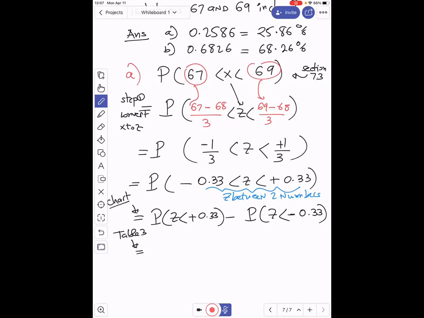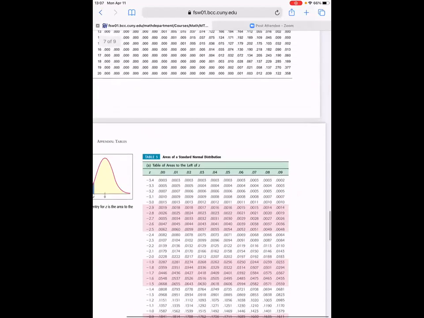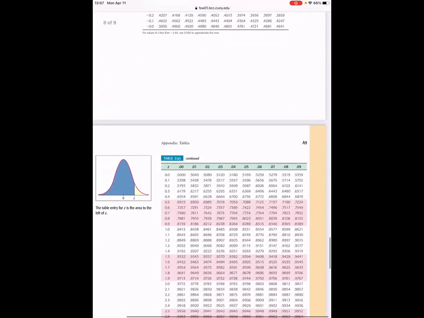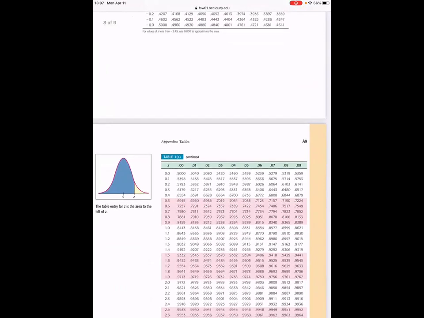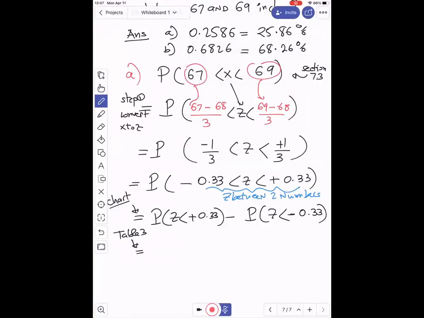Positive 0.33. Let's do it together here. This is the chart. So nearest 10th, that will be 0.3, and nearest 100th, it's 3, so 0.03. So the answer is 6293. So here it's 6293.